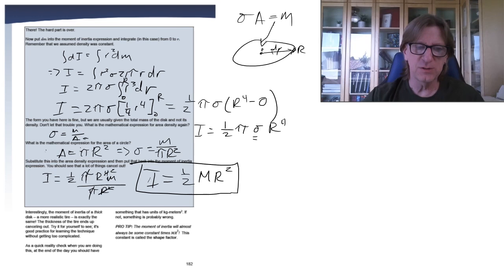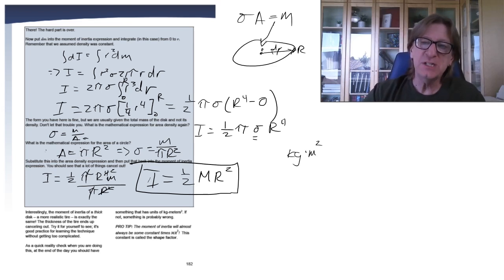Now, here's a pro tip. Let's figure out the units of the moment of inertia here. Remember, we can take any equation and figure that out. So pause the video, tell me the units for the moment of inertia. Well, it should be pretty easy. It's just going to be kilogram times meter squared.